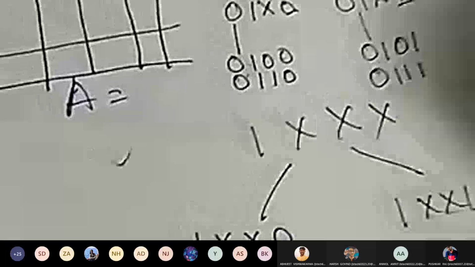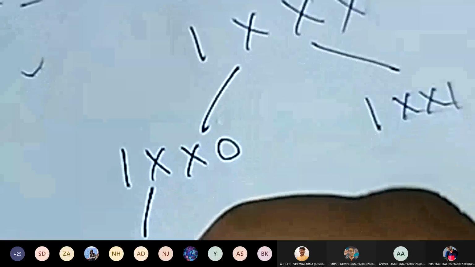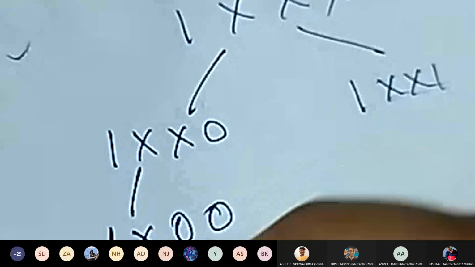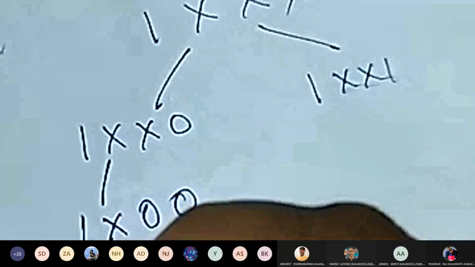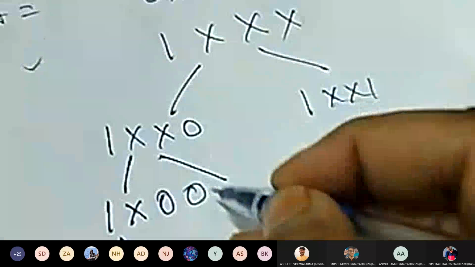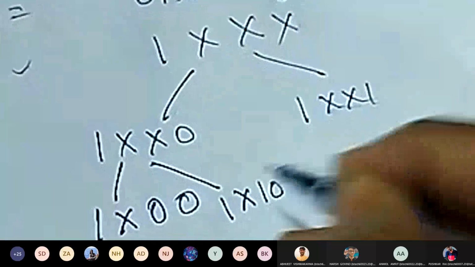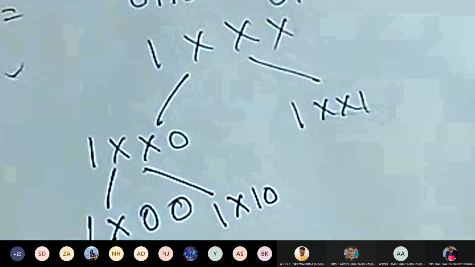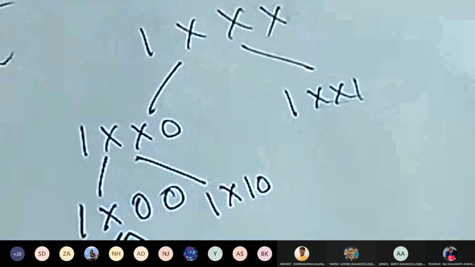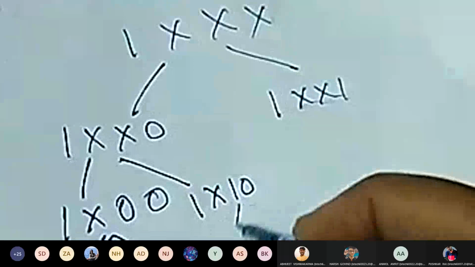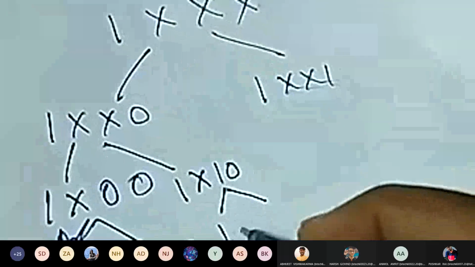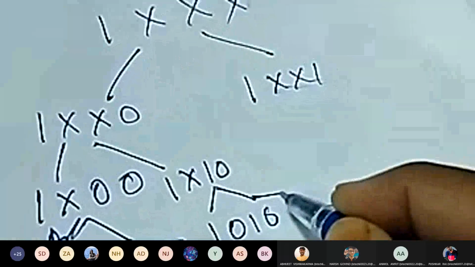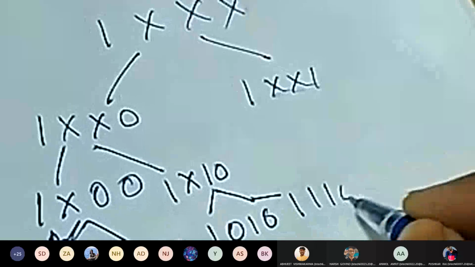Okay. Now what are we going to do here? We will take one more part. That is 1, X, 0, 0 and 1, X, 1, 0. Again, this will have two parts. That is 1, 0, 0, 0 and another is 1, 1, 0, 0. And this will also have two parts. That is 1, 0, 1, 0 and this one will be 1, 1, 1, 0.